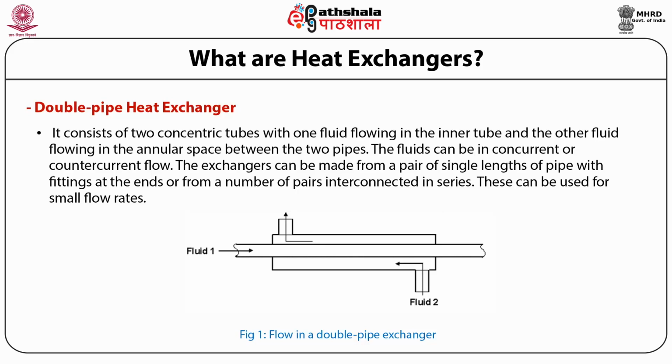As shown in the diagram, this is a double pipe exchanger. In this case, inside the inner core, fluid 1 is flowing, and the outer pipe is the shell in which fluid 2 is flowing. If the inner fluid is the hot fluid, then the outer fluid is the cold fluid. As shown in the figure, both the fluids are moving in a counter current flow direction. So, this is the arrangement of flow in a double pipe heat exchanger.